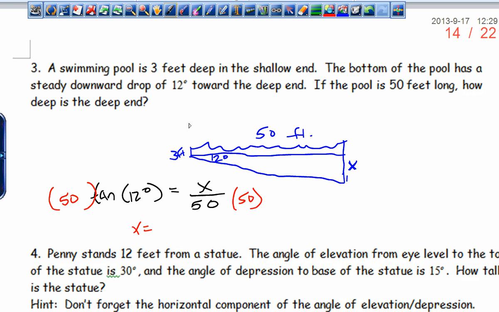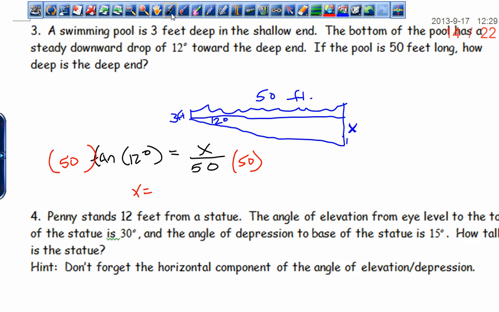Alright, cool, I don't know what's going on with that. Anyway, multiply 50 times tangent of 12, what do we get? 10 point, just 6? 6, 3?